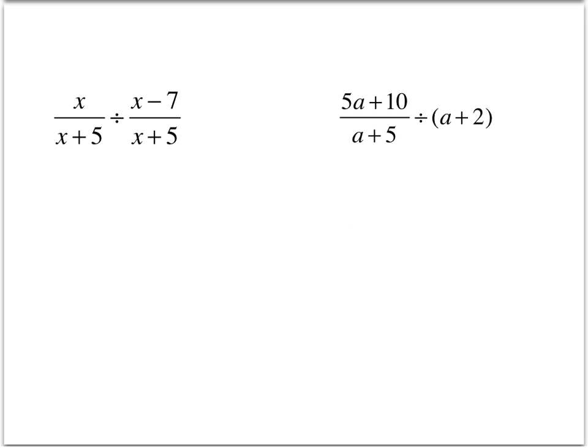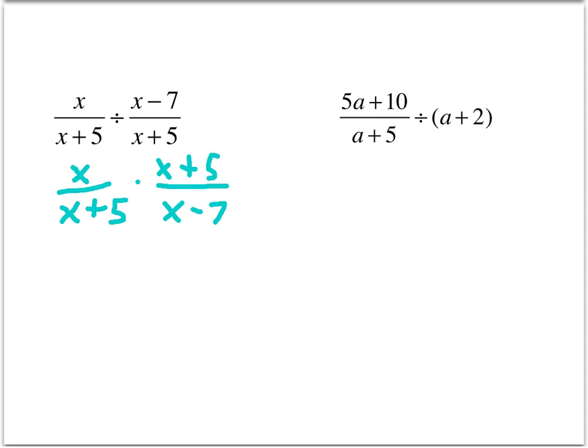Right? Let's take a look at some more complicated examples here. Here we have full-fledged polynomials, as you can see. So let's take a look at the first one. So again, I'm going to leave that first fraction exactly the way it is, so x over x plus 5. I'm going to multiply this time by the reciprocal, so I'm going to flip that fraction right there, so it becomes now x plus 5 over x minus 7.